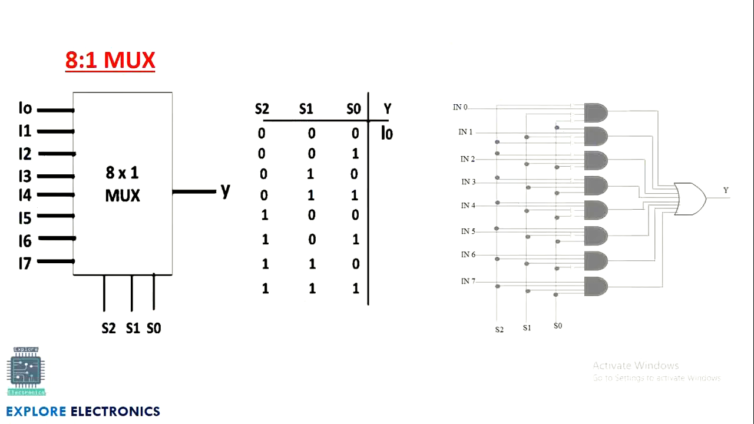You do it yourself. Then we will have the 8:1 MUX. Here we will have a total of 8 inputs. 8 means it is 2 power 3. That's why 3 select lines are there, right?